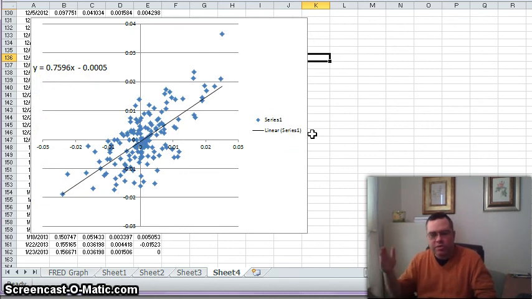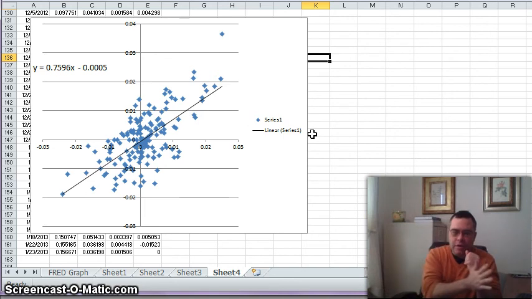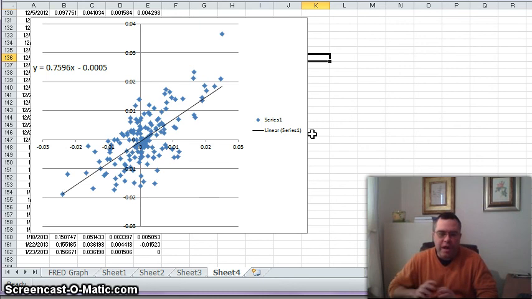That means if the market goes up 10% in a given period, we would expect Coke to go up about 7.6%. If the market goes down 10%, and that's relative to the risk-free rate, but that's not that big a deal, we would expect Coke to go down about 7.6%. So it's telling you, on average, how it moves relative to the market.